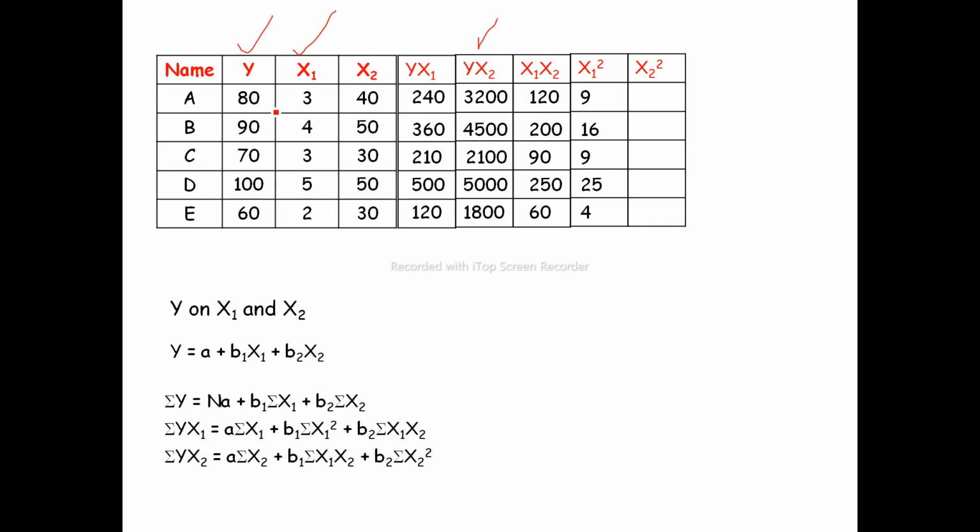Last column is for x2 whole square. 40 square is 1600, 50 square is 2500, 30 square is 900, 50 square is 2500, and lastly 30 square is 900. Okay, now we are done with all these variables, but what we actually want is the summation, isn't it?